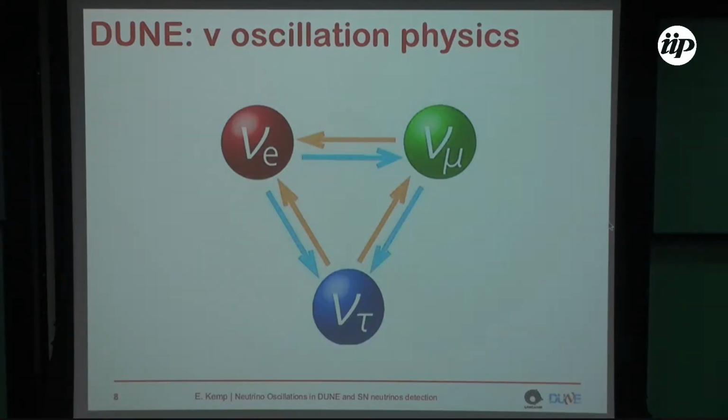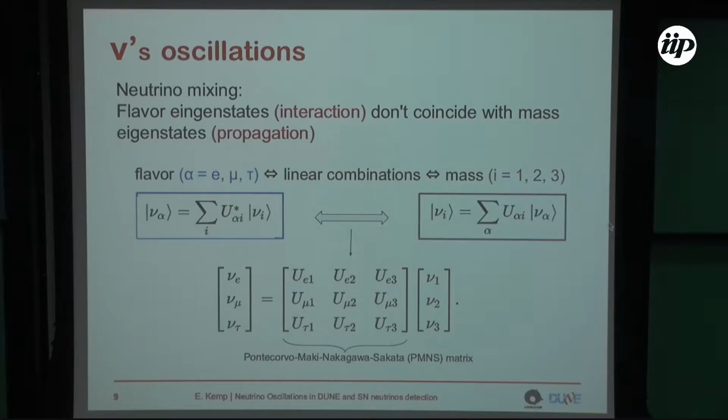So let's move now to the neutrino oscillation physics in just 3 slides. First of all, neutrino oscillations arise from neutrino mixing. This results from the fact that the flavor eigenstates, which are related to the interaction process, don't coincide with the mass eigenstates, which are related to the propagation. The Hamiltonian of the propagation has the mass eigenstates, and the Hamiltonian of the interaction is related to the flavor eigenstates, and we can link them through linear combinations given by the PMNS matrix.